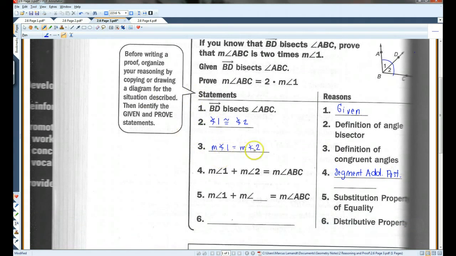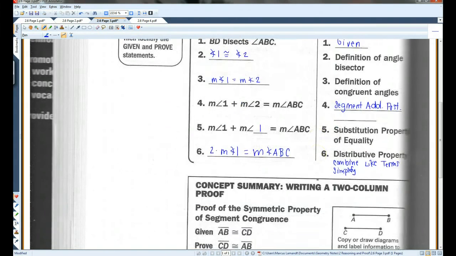But if angle 1 equals angle 2, we can substitute angle 1 for angle 2. That's the substitution property. Which means that 2 times the measure of angle 1 equals the measure of angle ABC. Okay? Distributive property. Kind of backwards distributive property. I think you could also say combine like terms, or simplify. Any of these would work. But these notes decide to use distributive property.